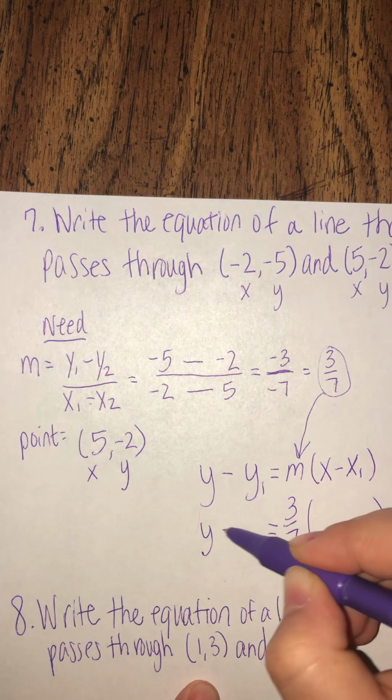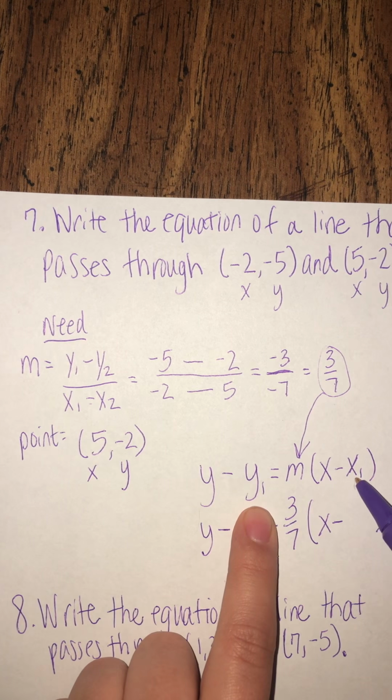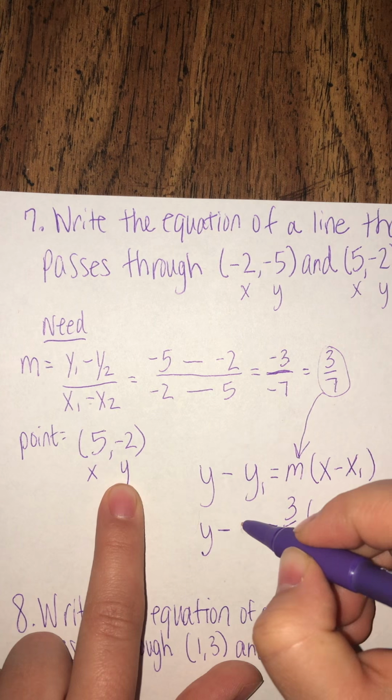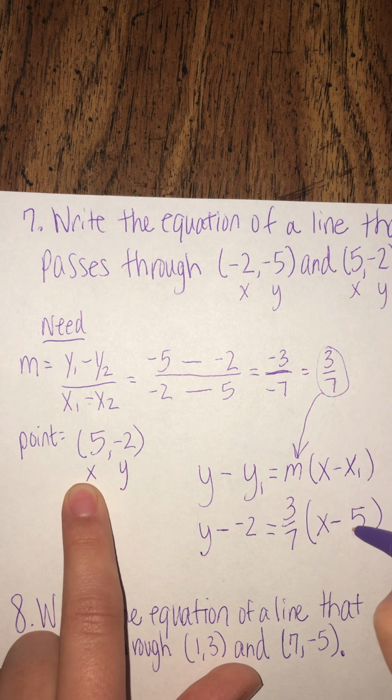Our y and our subtraction sign will come down. Our x and our subtraction sign will come down. These 2 spots will be filled in through your point. So my y value is a -2 and my x value is a 5.